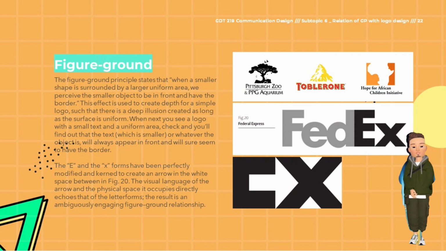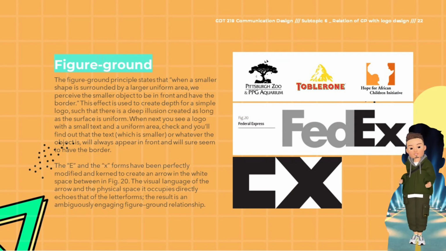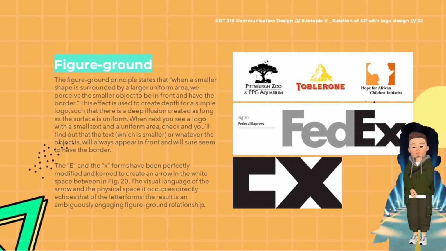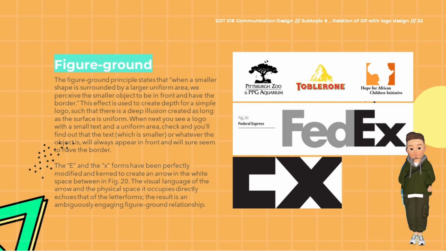The figure-ground principle states that when a smaller shape is surrounded by a larger uniform area, we perceive the smaller object to be in front and have the border. This effect is used to create depth for a simple logo, such that there is a deep illusion created as long as the surface is uniform. When next you see a logo with a small text and a uniform area, check, and you'll find out that the text, which is smaller, or whatever the object is, will always appear in front and will seem to have the border.